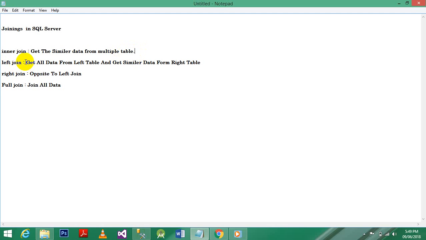Left join is get all the data from the left table and get the similar data from the right table. Okay, and right join is the opposite of the left join, and full join is join all the data. What do these joins mean? Let us start the example so you can easily understand it.